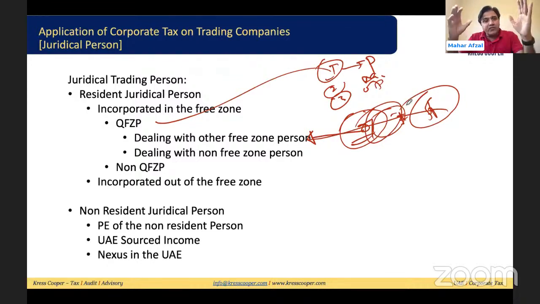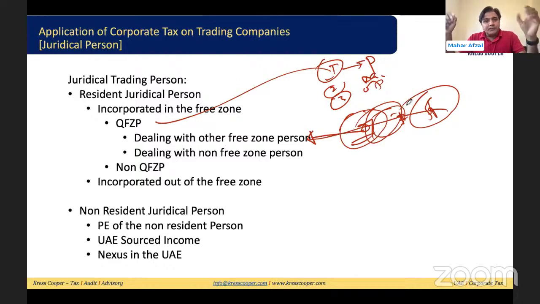Now, the option is the juridical persons, as we discussed in the very beginning. If the juridical person is registered out of the free zone, then the 0% privilege will not be available to the non-free zone person. So anyone registered on the mainland doing the trading business will be liable to pay 0% corporate tax on taxable profits up to 375,000. Any taxable profits more than 375,000 will be liable to 9% corporate tax.